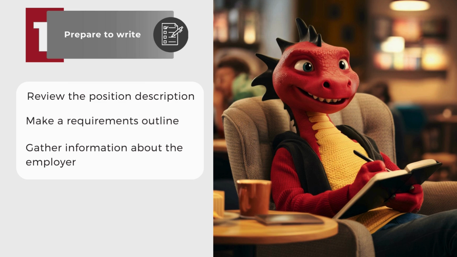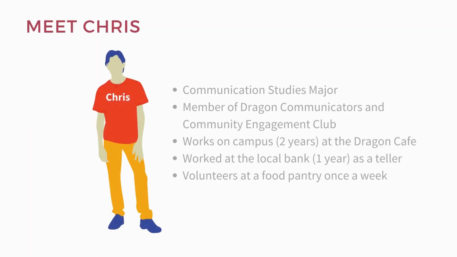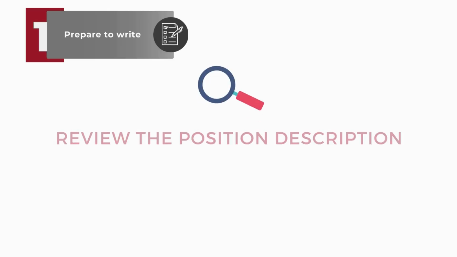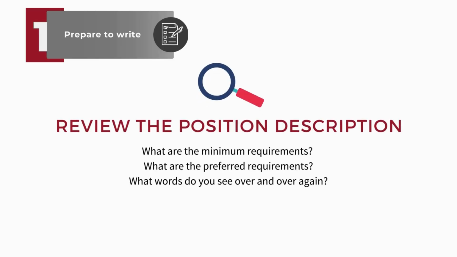When you're preparing to write, it involves 3 parts. Review the position description, make a requirements outline, and gather information about the employer. Let's see how Chris applies this. Chris is interested in applying to an event planning and outreach internship with the FM Housing Group. To write a cover letter that really speaks to their audience, Chris needs to know what the FM Housing Group is looking for. Chris begins by reviewing the position description.